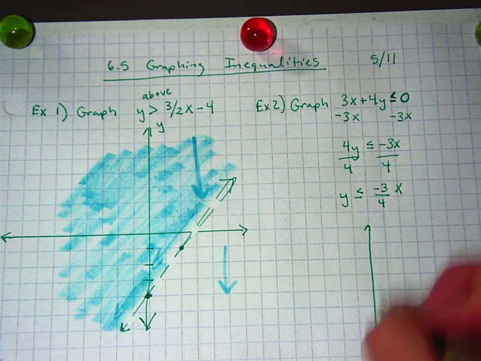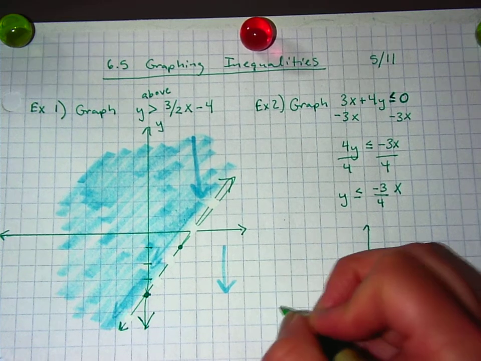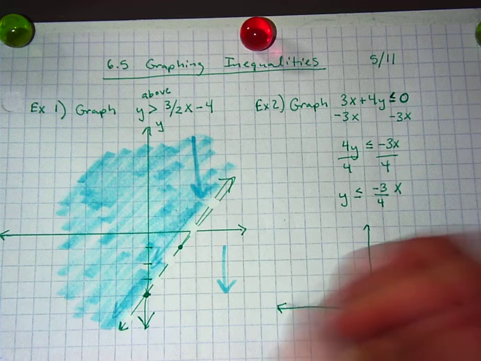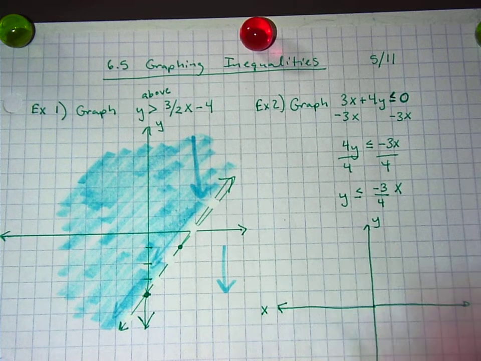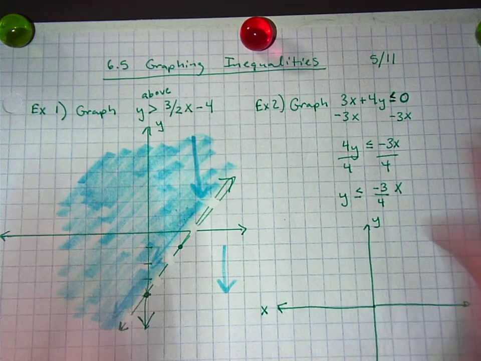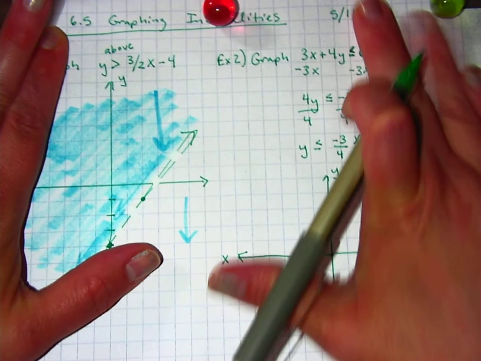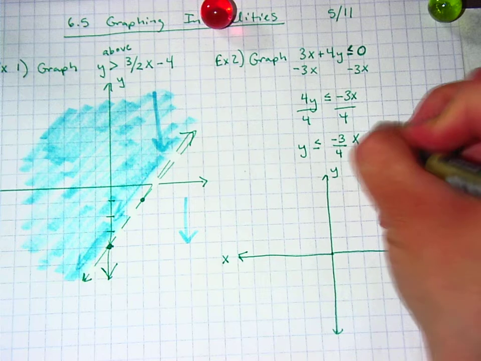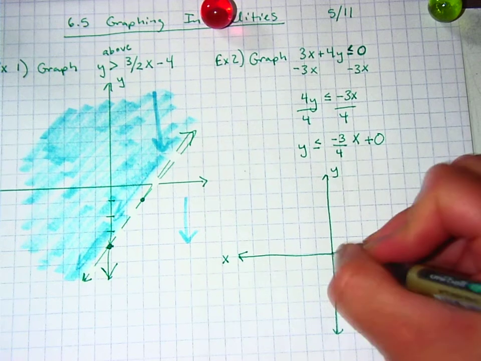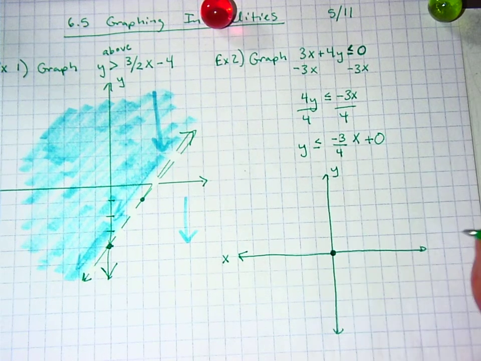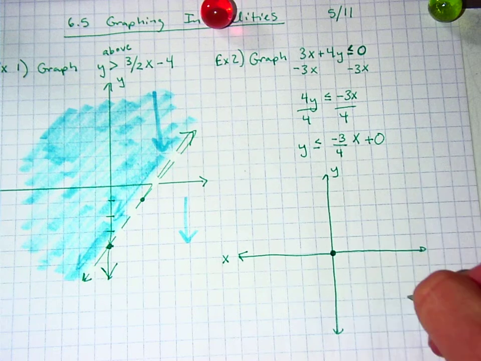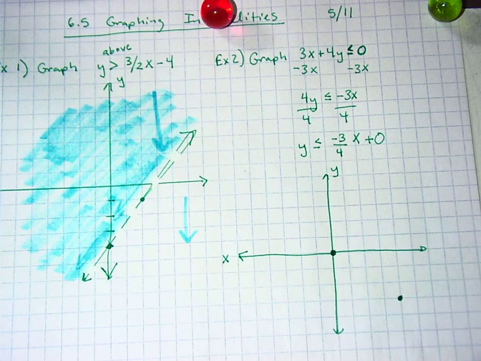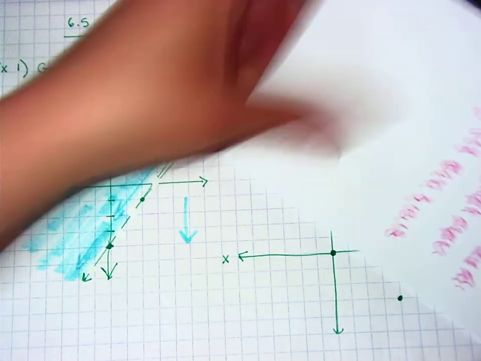Alright, maybe it's a little easier to draw this without the straight edge. Here's my x, here's my y. Alright, so I'm graphing the line y is less than or equal to -3/4 x. I'm going to write -3/4 x plus 0, because the y-intercept is 0 there. So I'll put a dot on 0, and then I'm going to go down 3 over 4, like that. This time, instead of being a dotted line, it'll be a bold line, or a line that doesn't have dots on it.